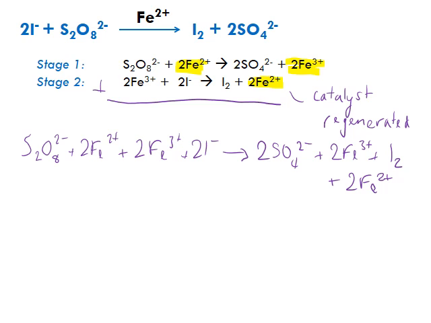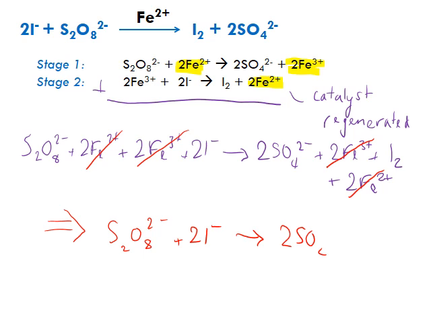A couple of things we can see. Our intermediate, our Fe3+, cancels, as does our catalyst, our Fe2+, and so our final equation is what we've got at the top here. S2O8 2- plus 2 I- goes to 2 SO4 2- plus I2. There we go, exactly the same as I've got up here, which is what you would expect. So overall equation shown. I've shown that the catalyst is regenerated because I've got it going in stage 1, coming out in stage 2.